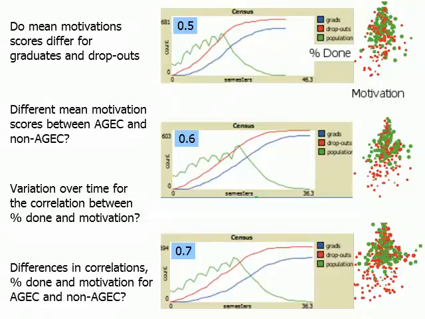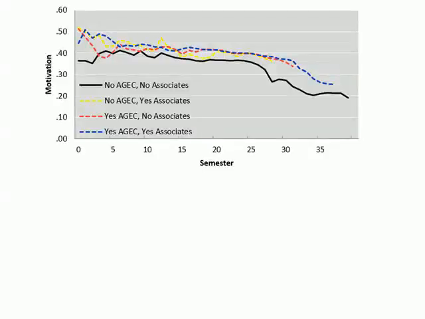I'd like to say that I had the wisdom to think of these analyses before looking at the model, but that would be a lie. I might have come up with the questions about mean differences, maybe, maybe not. But I know that it took looking at the movements of individual students to imagine the questions about the correlations. Let's look at the data that bears on some of these questions. This graph shows motivation over time for 4 groups of students: those who entered a 4-year university with and without AJAC certification, and those who entered with and without an associate's degree.